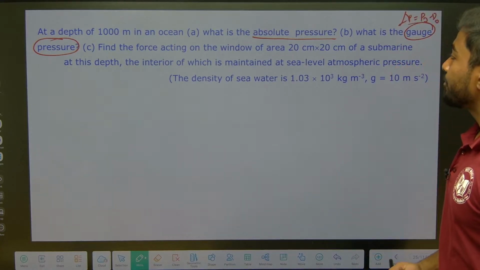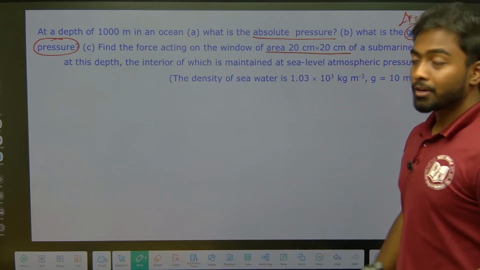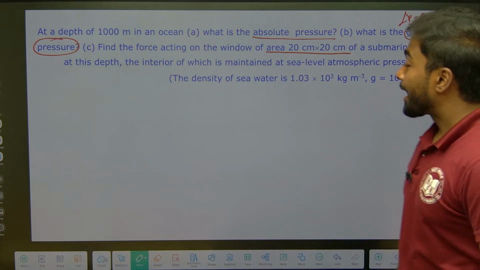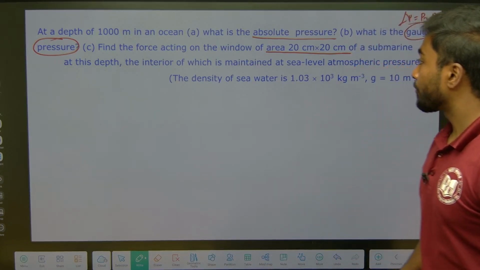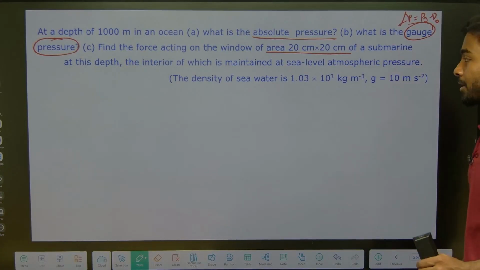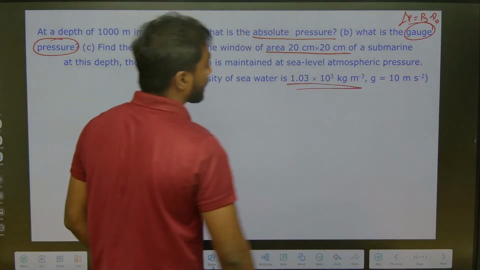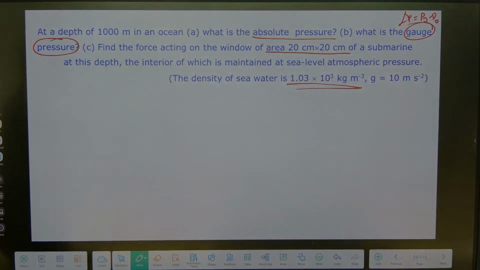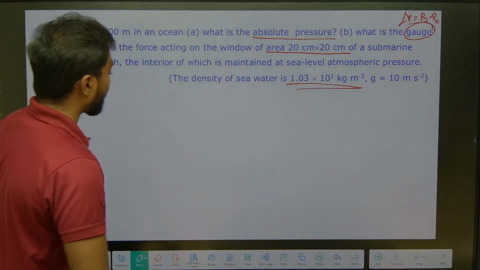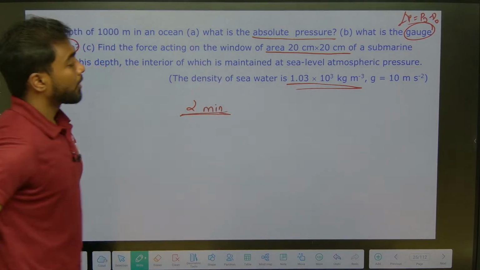Then find the force acting on the window, that is area 20 centimeter into 20 centimeter, of a submarine at this depth, the interior of which is maintained at sea level atmospheric pressure. The density of water is given as 1.03 into 10 power 3 kg per meter cube, and gravity we can take as 10 meter per second square. So you have a solid 2 minutes to solve this question.